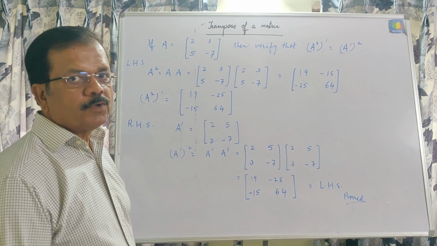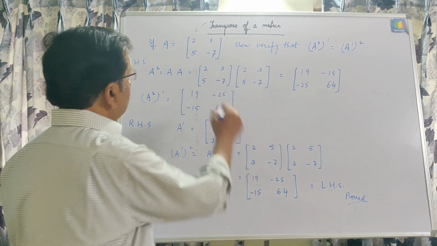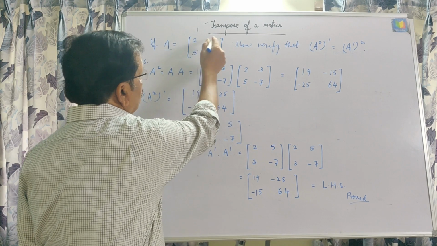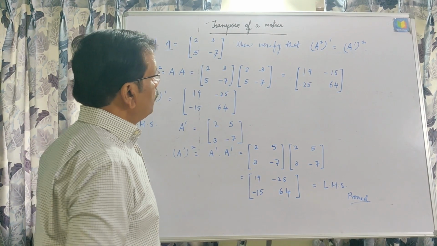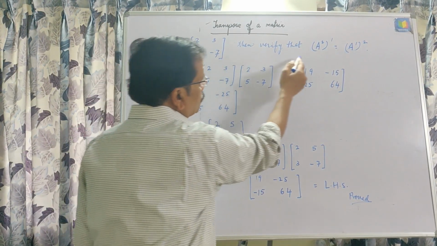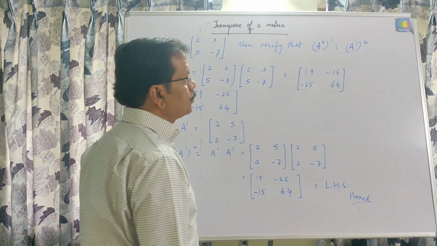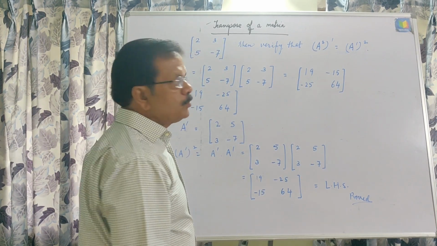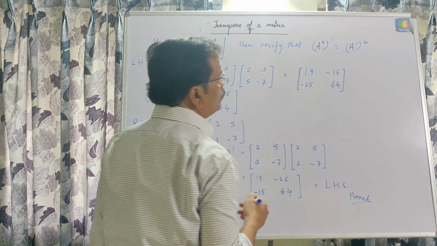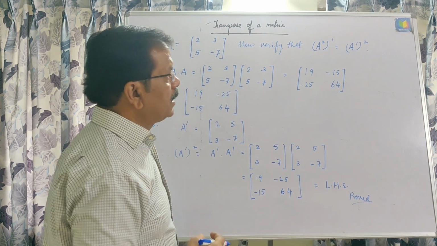This is one of the good questions from transpose of a matrix. We are given matrix A is equal to 2, 3, 5, minus 7. With the help of this matrix we have to show that transpose of A square is equal to square of A transpose.